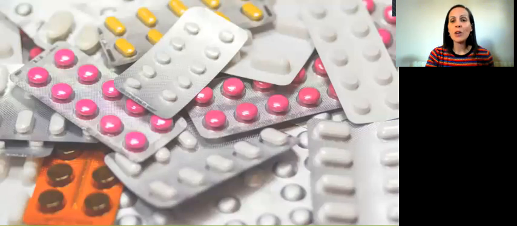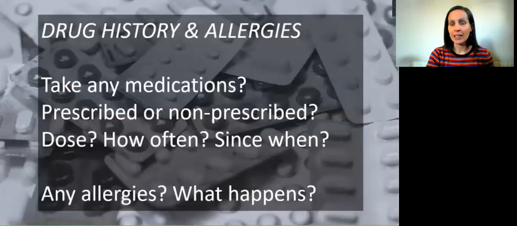And please do not forget to ask about allergies. And this is not just allergies to medicines, but allergies in general. If our patient is staying in hospital and has a food allergy, we want to know that we don't give them a food that will make them have a severe allergic reaction. And with allergies, you want to know what happens when they do have an allergic reaction. Is it just that they become a bit itchy and red? Is it that they actually start to swell up and they can't breathe? So these are the things we want to know about drug history and allergies.